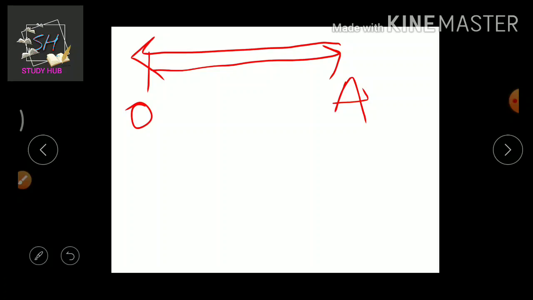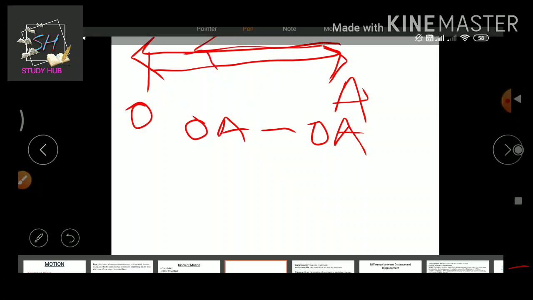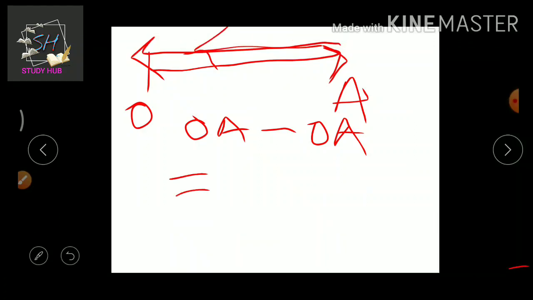Why 0? At first we need to understand what is positive displacement and what is negative displacement. Suppose this direction is positive, then OA is positive, and then it goes back to O again, then it is minus OA. Why minus OA? Because it is the opposite direction, so we take the opposite direction as negative. So OA minus OA is 0. That means when the initial position and final position are the same for an object, its displacement is 0.